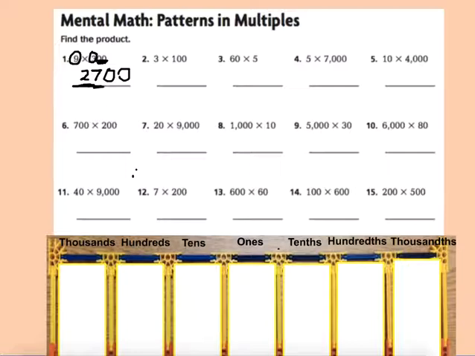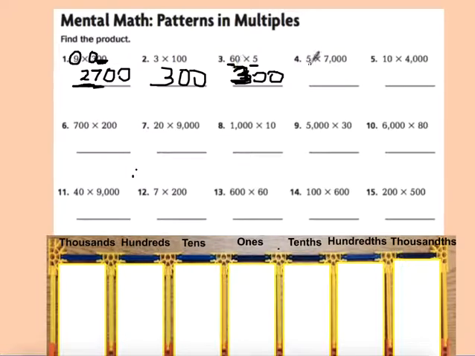Number 2, 1 times 3 is 3, but it's 100 times bigger, so 300. I'm going to think 6 times 5 is 30, but it's not 6, it's 60. So the answer here is actually 300. Doing the best I can with handwriting.